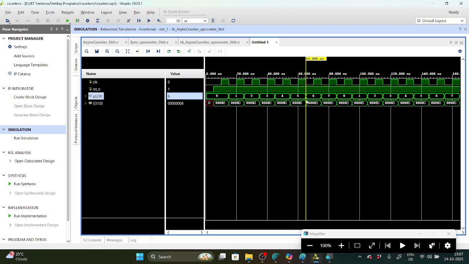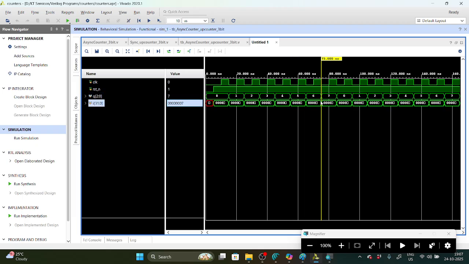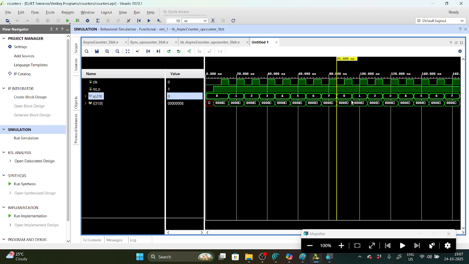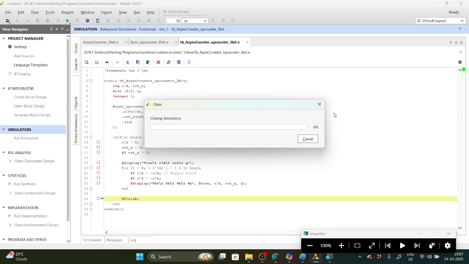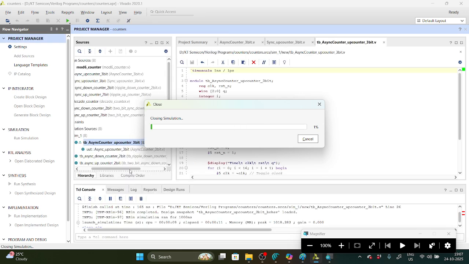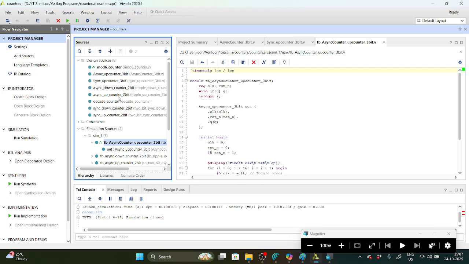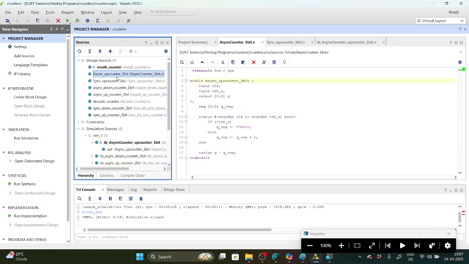So it is an up counter, 0 to 7, and after that again 0 to 7. Like that it is doing up counting. Suppose if you want to design a down counter, what do I need to do? In the design itself, I need to keep which one? This is an asynchronous 3-bit counter.